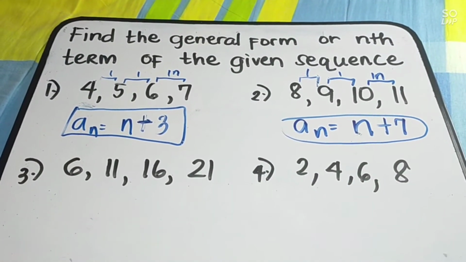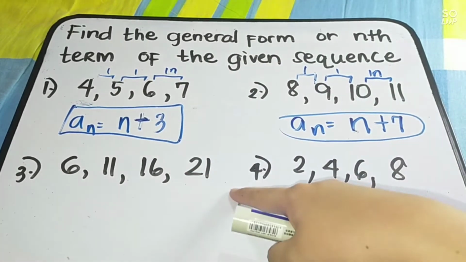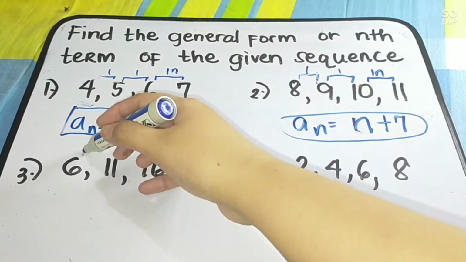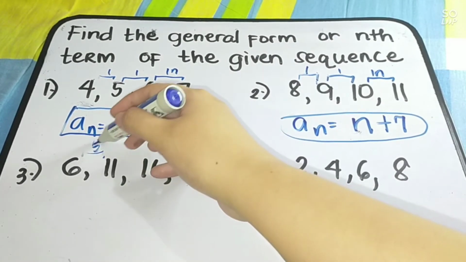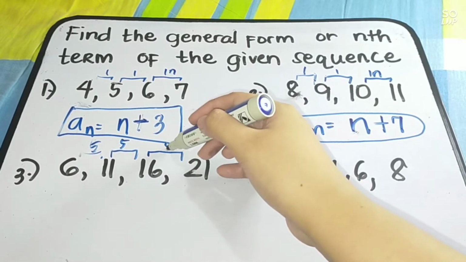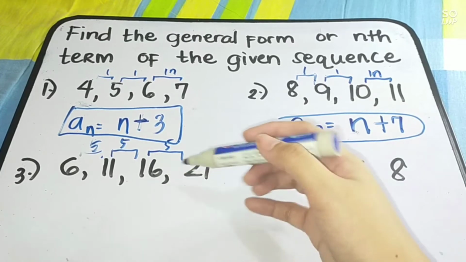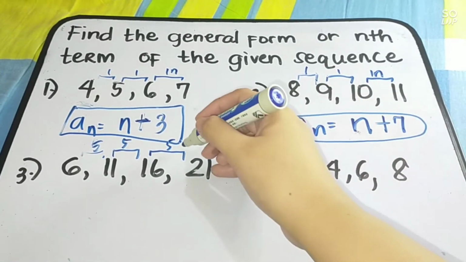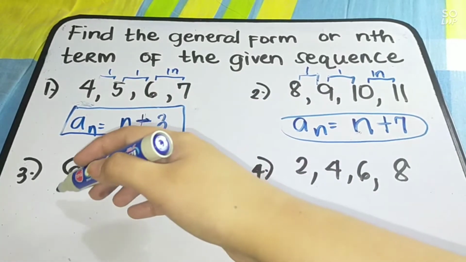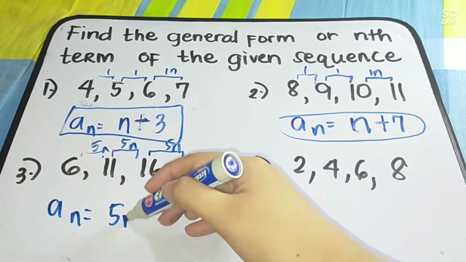Next, let's move. So, this time, we have 6, 11, 16, and 21. Let us find the difference of this one. So, ang difference niya, we have here 5. Then, we have here another 5. And then, another 5. Diba? So, 6 plus 5, 11. 11 plus 5, we have 16. Okay? So, lagyan lang din natin yan ng n. So, you have here a sub n is equal to 5n.